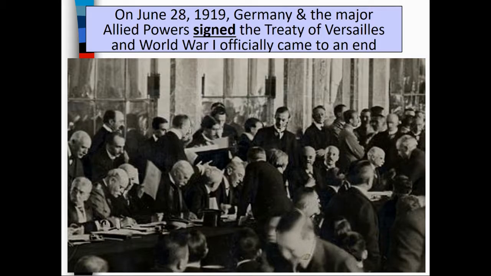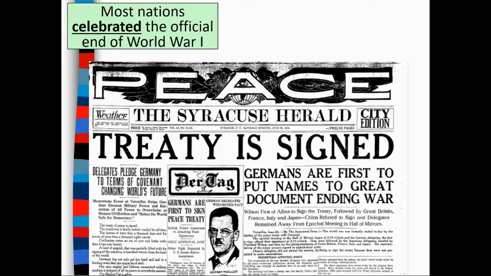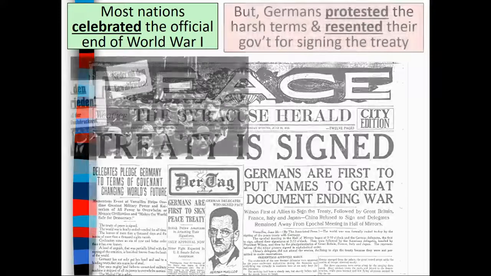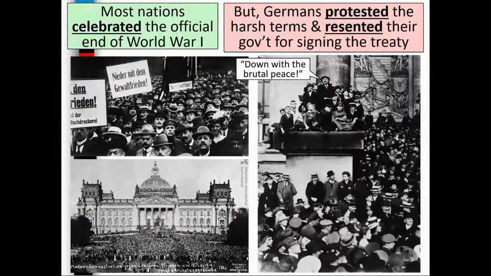On June 28, 1919, Germany and the major Allied powers signed the Treaty of Versailles, and World War I officially came to an end. Most nations celebrated the official end of World War I. But Germans protested the harsh terms and resented their government for signing the treaty.